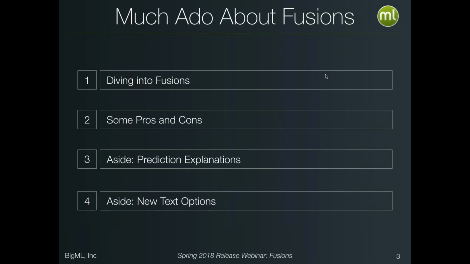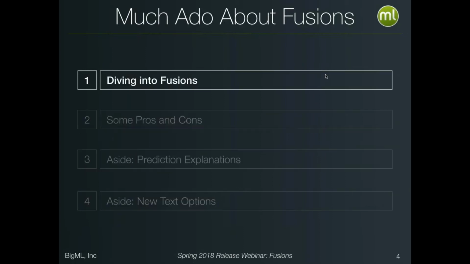And then a couple of asides that we'll use to kind of motivate our creation of fusions. And those asides happen to coincide with various functionality that we've added to the platform in the last couple of months. The first thing is prediction explanations. So the ability to take a specific point in a data set, a specific set of inputs, and ask what is driving the model's predictions at that point. And then also our new text processing options. So we've expanded our text processing capabilities, and we're going to use those two things, prediction explanations and the new text options, to kind of motivate cases where you might want to use fusions as well. So we'll dive right in.